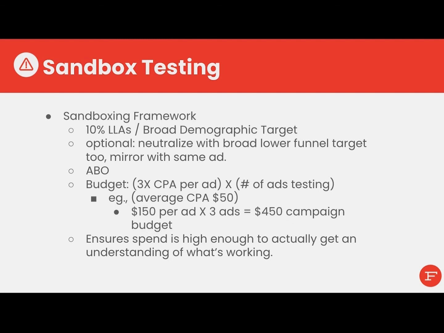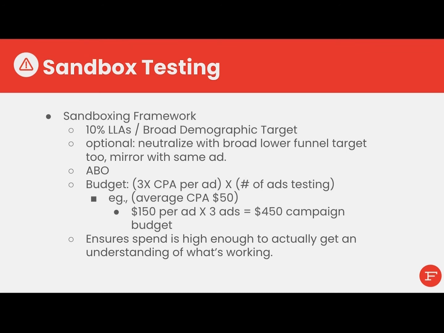So they'll have a 180-day website custom audience, and you'll run the same 2 ads under the prospecting lump and the remarketing lump, and you're going to run it at 3 times the CPA per ad times the number of ads you're testing.